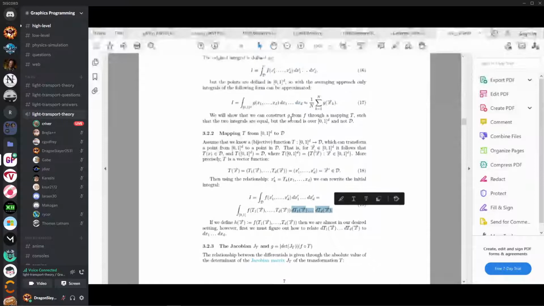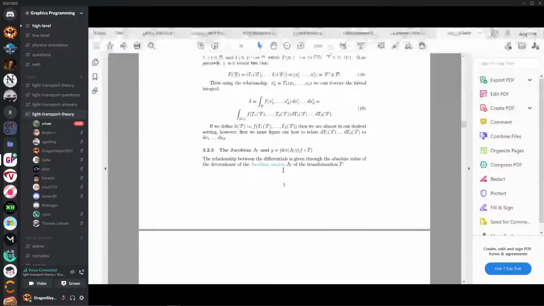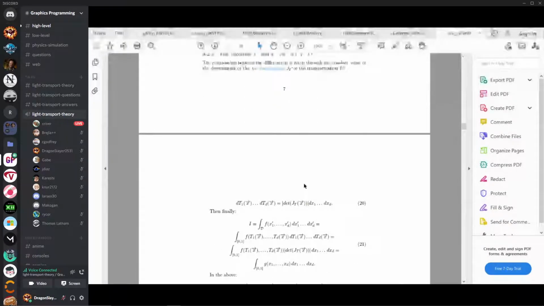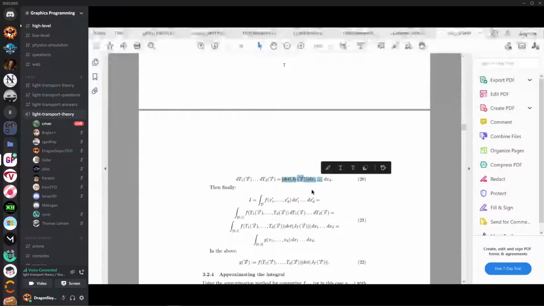We need to relate this differential to this differential. And this is a well-studied subject in mathematics, and you can show that you can turn it into that simply by taking the absolute value of the determinant of the Jacobian of the transformation. Now, if that is hard to grasp, don't worry. We'll have examples of this, and this is really the theoretical part. So even if you don't know what the Jacobian is, that shouldn't be a large issue later down the road, especially considering we have these derived anyways.